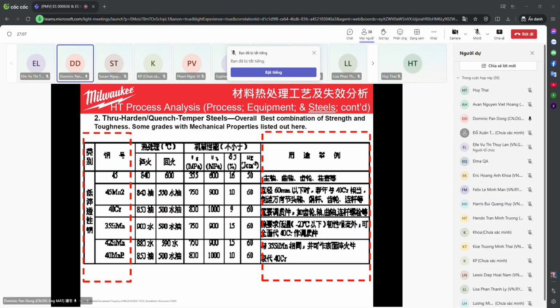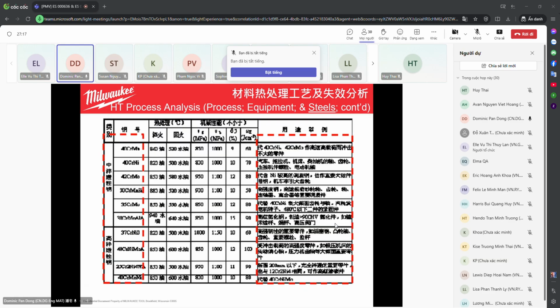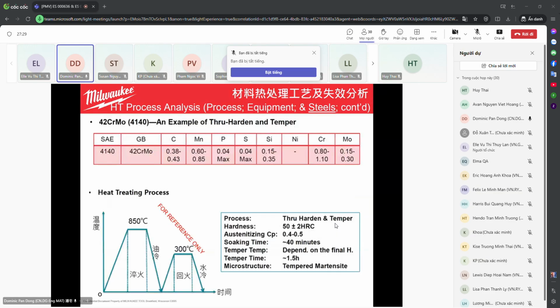And here's another one. It's about through hardening. It's about the middle carbon steels. So the temperature and the settings, I don't want to go to their details. And surely, different types of the steels, different heat treating process requirements. But overall speaking, the temperature is around above 850 Celsius.